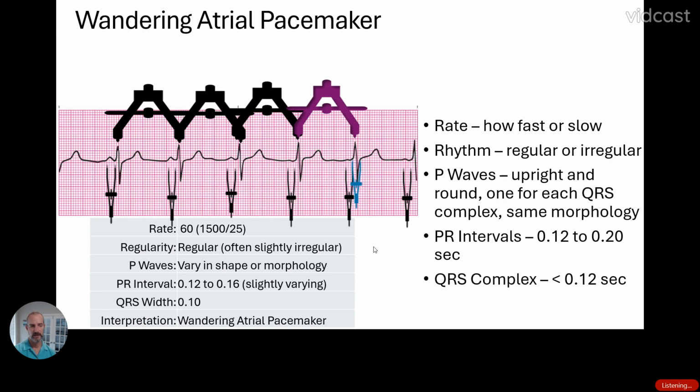It's not equal to or greater than 0.12 seconds, but it is 0.10. You can see that with the naked eye, that we're about 2.5 boxes wide. All right, so we're going to call this a wandering atrial pacemaker.